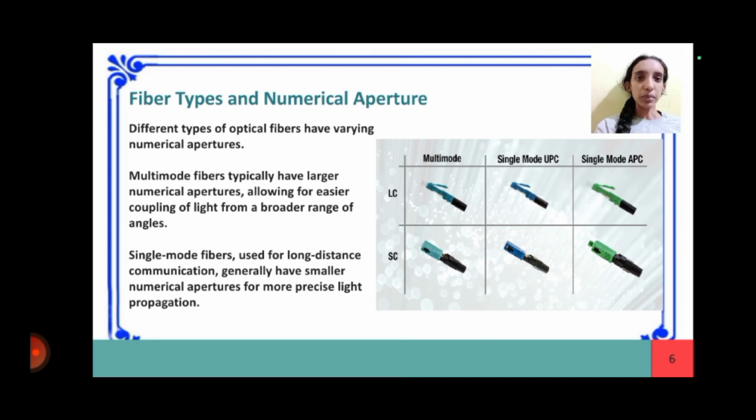And the types of fiber in numerical aperture. You can observe the picture here. The types of fiber are multi-mode and single mode, step index and graded index. The different types of optical fibers have varying numerical apertures. Multi-mode fibers typically have larger numerical apertures, allowing for easier coupling of light from a broader range of angles. Single mode fibers used for long distance communication generally have smaller numerical apertures for more precise light propagation.